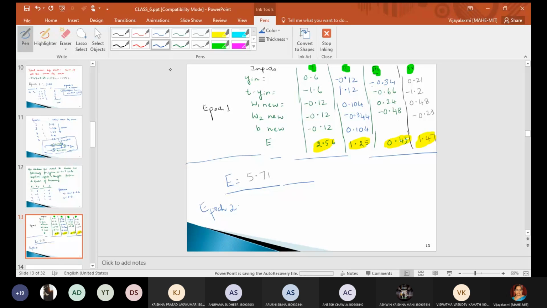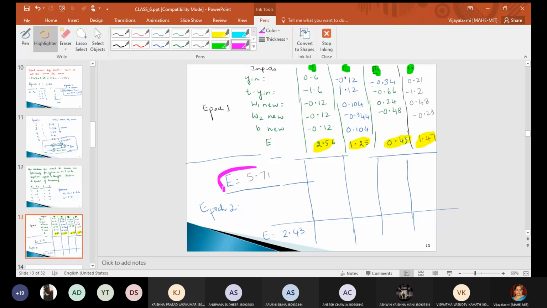For this question, two epochs are asked, so you can complete everything. For the second time, you can repeat it. If you are interested, you repeat, because it's a mechanical procedure. Finally, when you calculate the total error for the second iteration, E becomes 2.43. So the error reduces. The first iteration error was 5.71, the second 2.43.